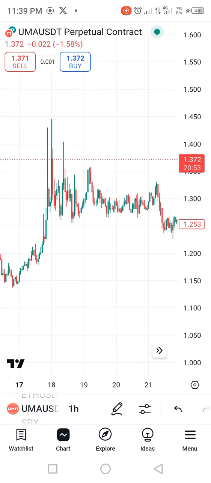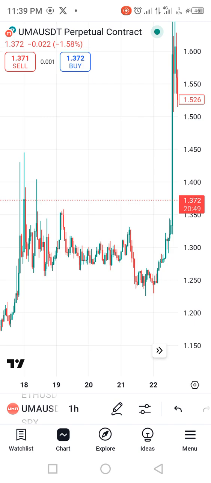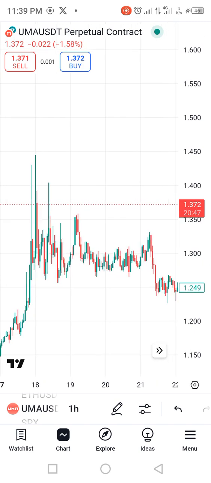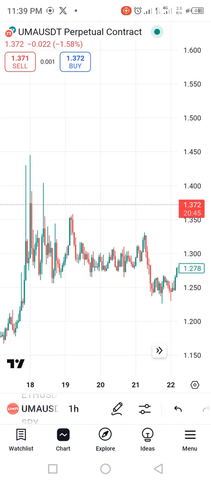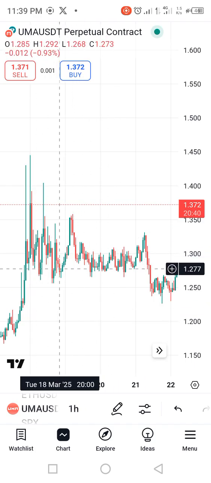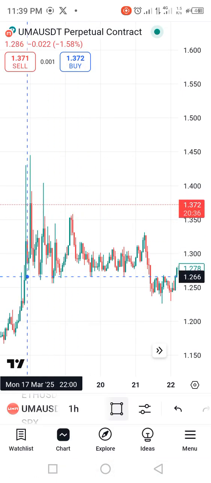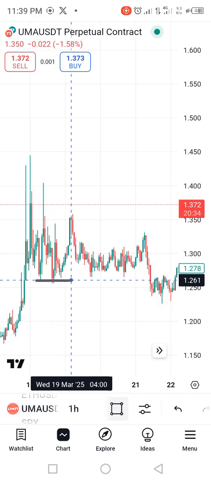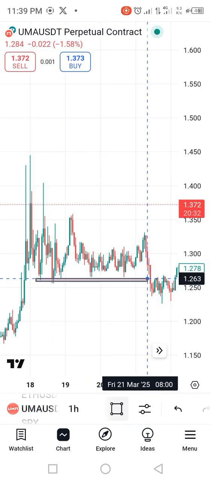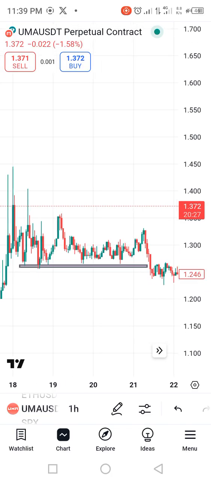Now, this is another good example of what I'm trying to say. Look at it. The market was ranging. You can see the accumulation right here. Let me draw the line. I don't want this video to be long. You can see the line. This is a good example of what I'm saying.